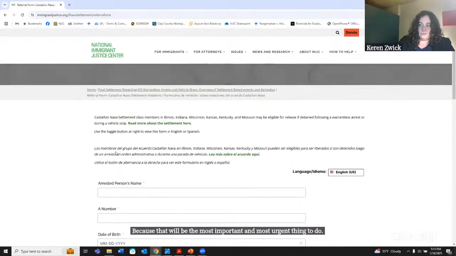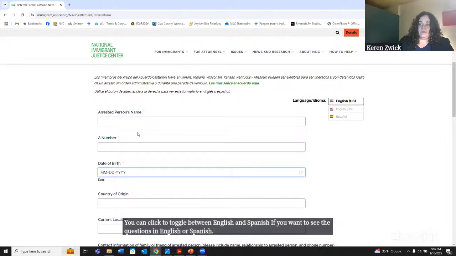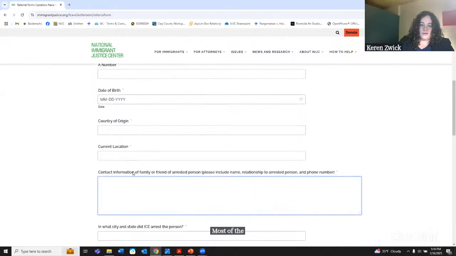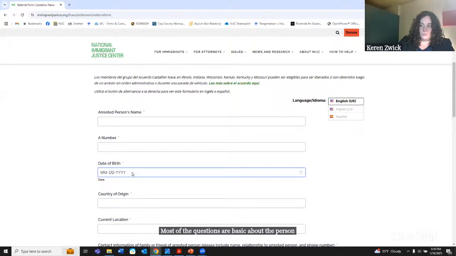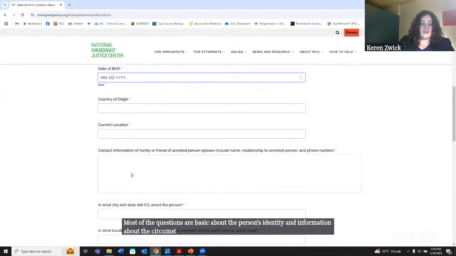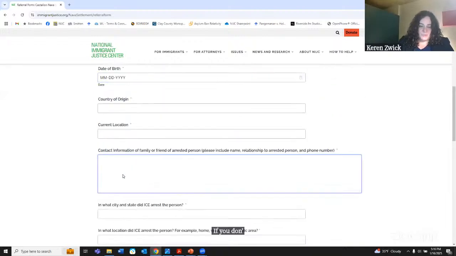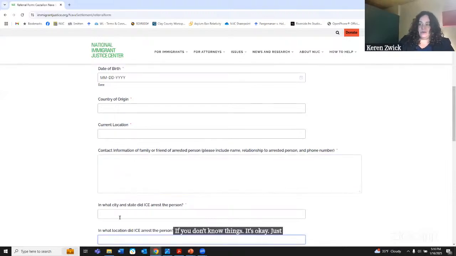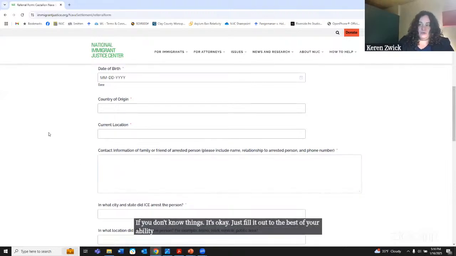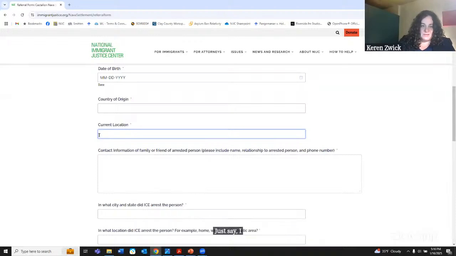This page is available in English and Spanish. If you see over here to the right, you can click to toggle between English and Spanish if you want to see the questions in English or Spanish. Most of the questions are basic about the person's identity and information and about the circumstances that led to their arrest. If you don't know things, it's okay. Just fill it out to the best of your ability. And if it's listed as a required question and you don't know, just say I don't know. Just type in the box I don't know.